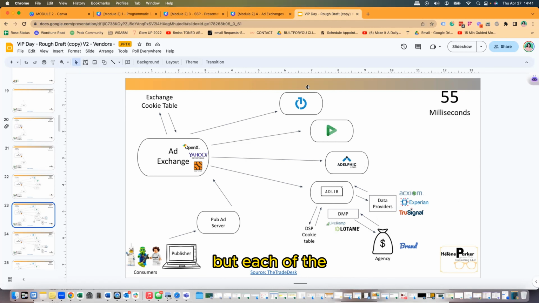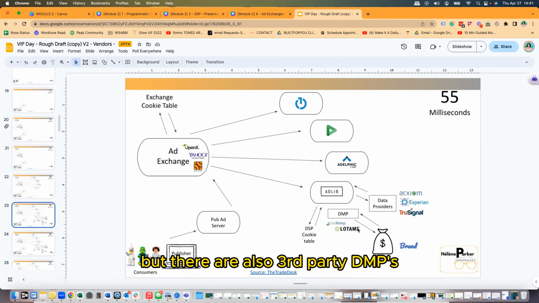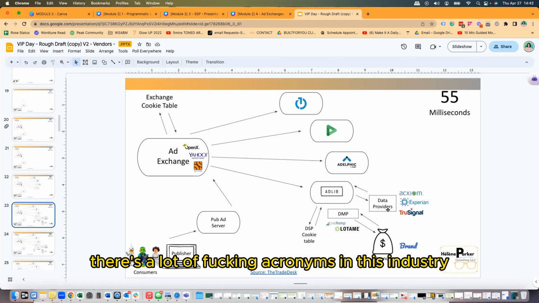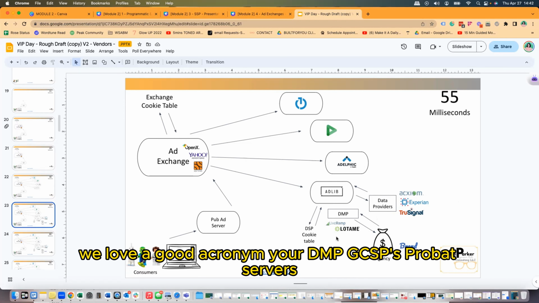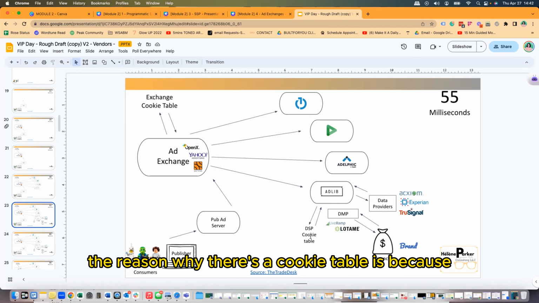But each of the DSPs has its internal DMPs. Okay, but there are also third-party DMPs. I know, y'all, there are a lot of acronyms in this industry. We love a good acronym: DMPs, DSPs, pub ad servers. This is a mess.